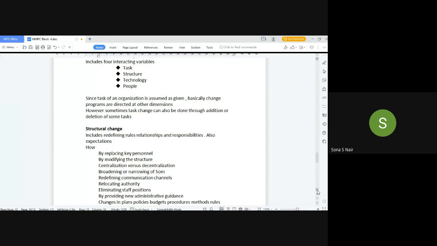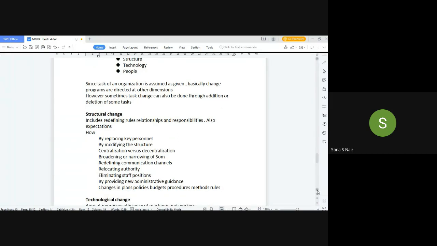Eliminating staff positions, this happens most of the times. Whenever there is some crisis in the organization, the first people to go are the staff people. They will reduce the computer people, they will reduce the security personnel, they will reduce the other staff functions like housekeeping, and retain the line functions, the salespersons, the accounts people, the production people.